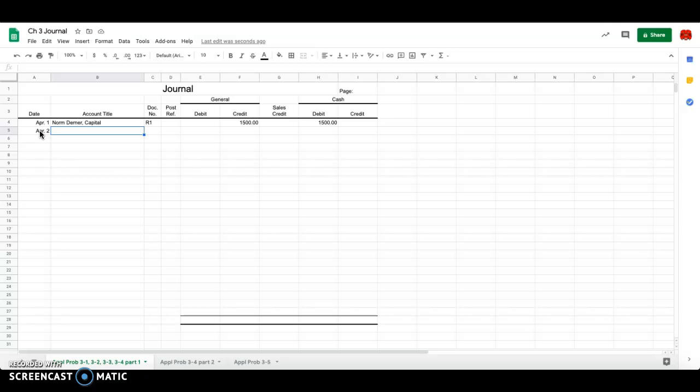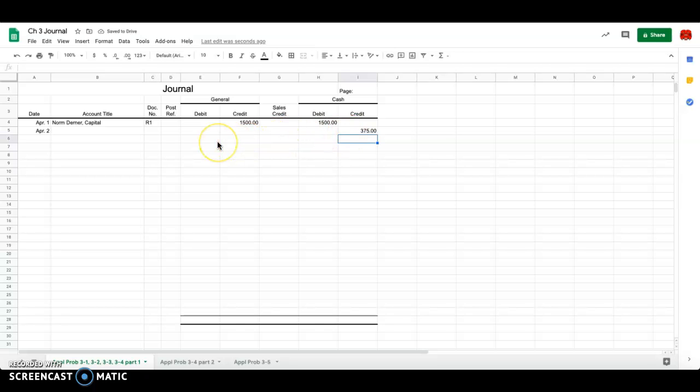Paid cash, so if I'm paying cash, I'm losing cash. So that means that cash is going to go down. Well, how do we decrease the cash account? Well, we just said here we increase it with a debit, so that means that we decrease it with a credit. So I'm going to go ahead and put $375 right there.